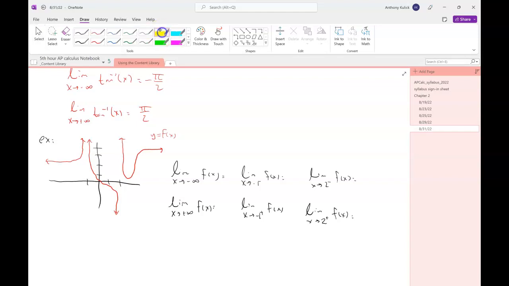Looks like 2, right? You're looking at this end of the graph, which looks like it's following 2. How about as x approaches positive infinity?